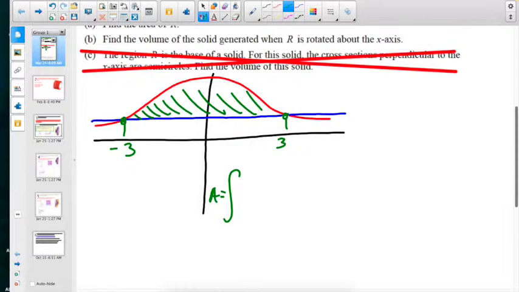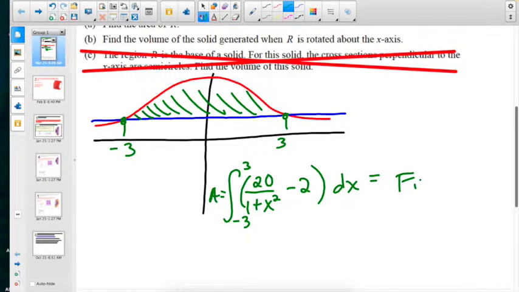What are my upper and lower bounds? -3 to 3. What's my bigger curve? 20 divided by 1 plus x squared. What's my littler curve? 2. Make sure you bracket those off. What do I need at the end? dx. Okay? That is an f-int.